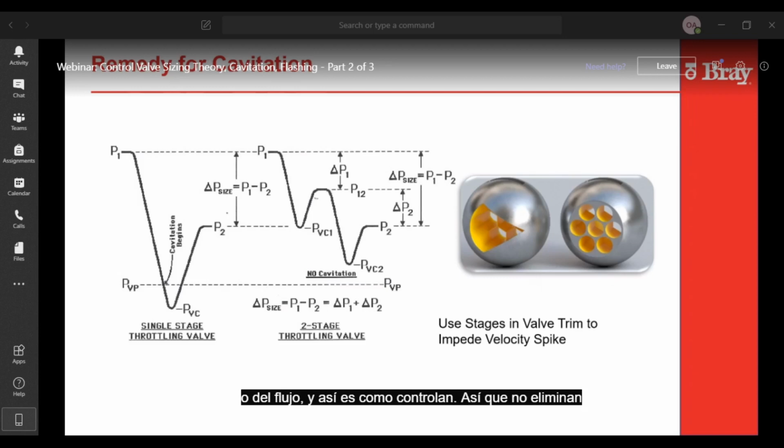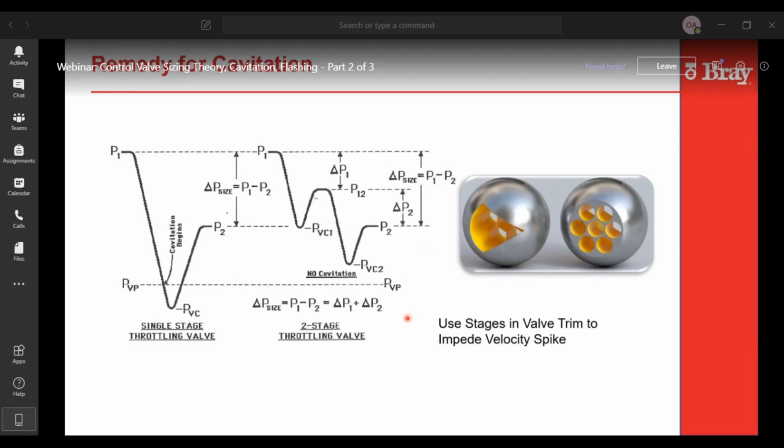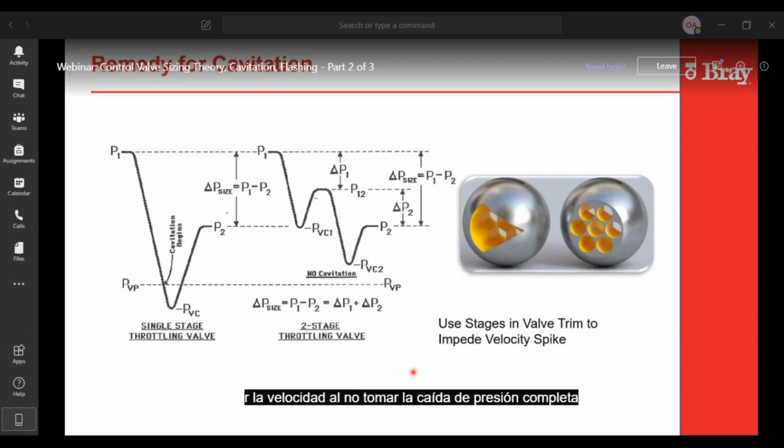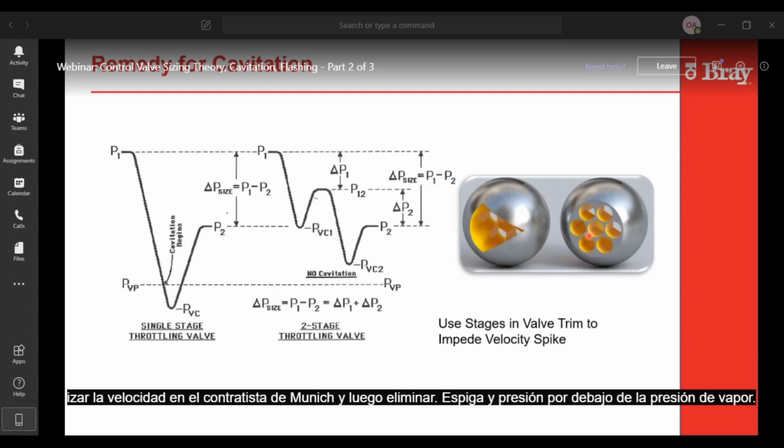So they don't eliminate the cavitation. They're basically cavitation control trim. It's controlling the damage potential. And basically, the other way is to try to eliminate it. You try to minimize the velocity by not taking the full pressure drop through one orifice. You make it go through a couple of different orifices or turns in order to slow down the velocity at the Vena Contracta and then eliminate the spike in pressure below the vapor pressure.